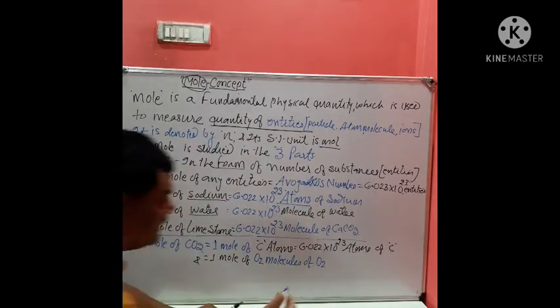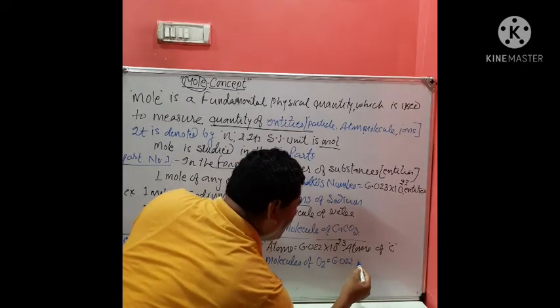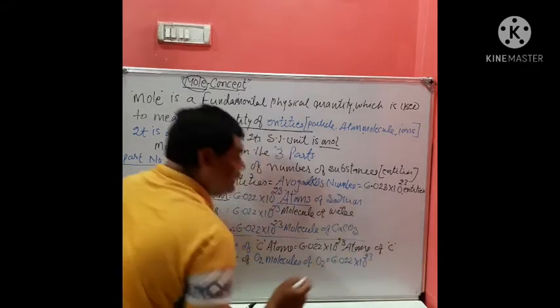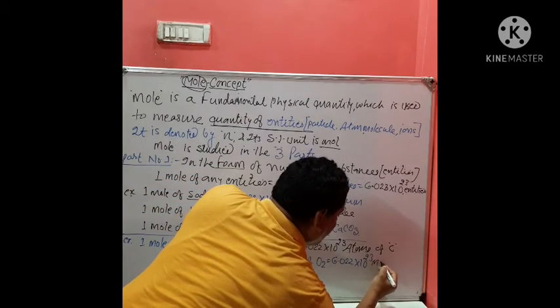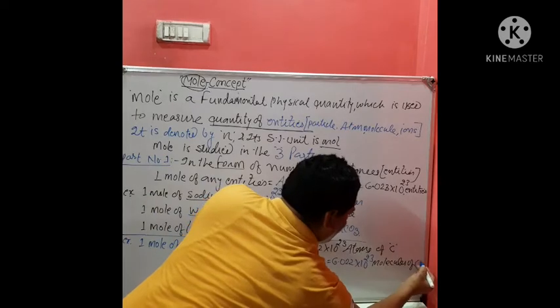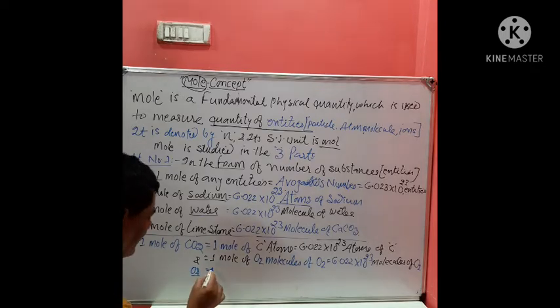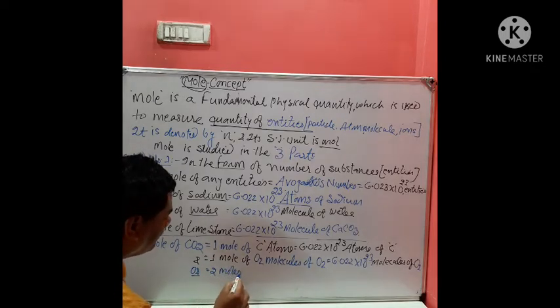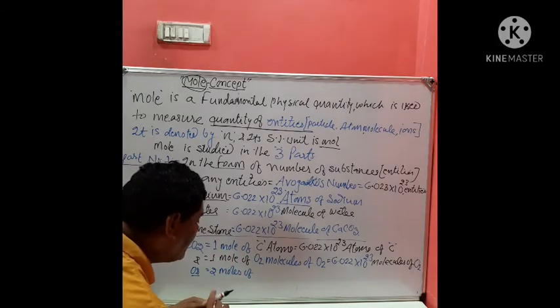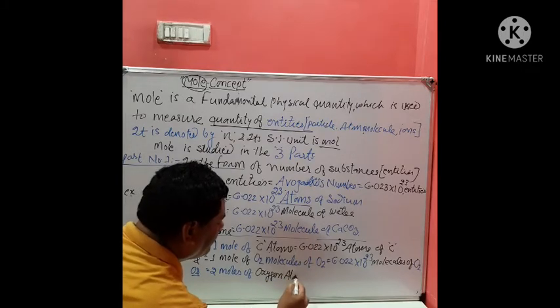Molecules of O2 is equal to what? 6.022 into 10 to power 23. And now molecules of O2. But you know that O2 is a molecule, so it can be converted again into atoms. So I will use here, or I can write, 2 moles of oxygen atoms. Now I will write here oxygen atoms.